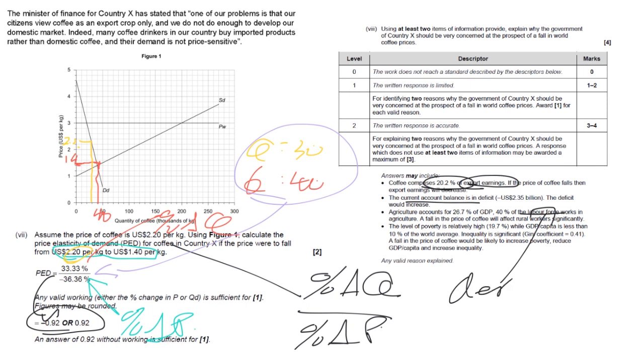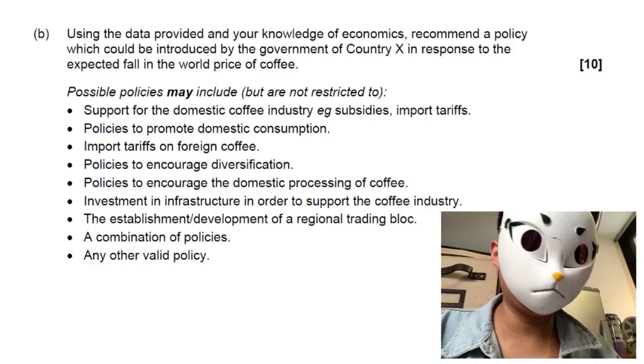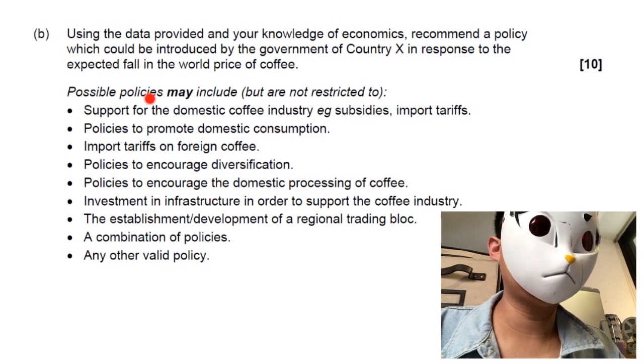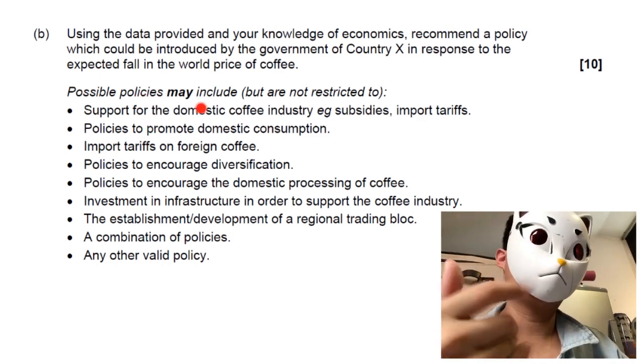Okay, the derived demand. So these are all the things that the government should consider. All right, we are moving on to the next part. So what are the policies to recommend for promoting the coffee?